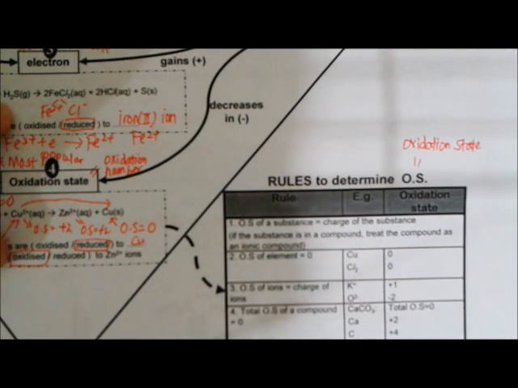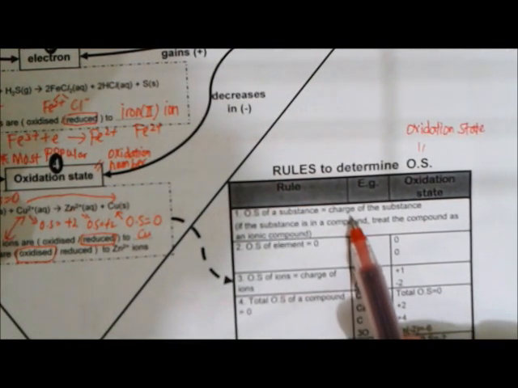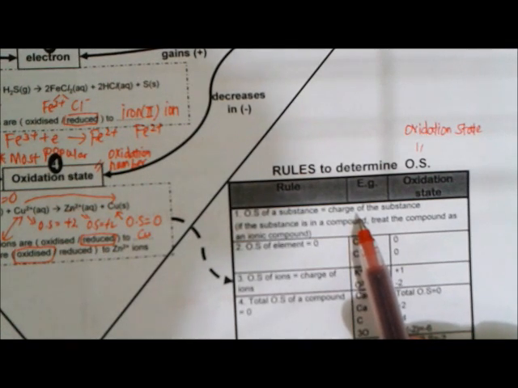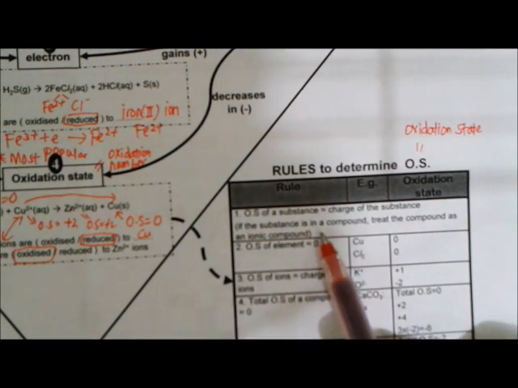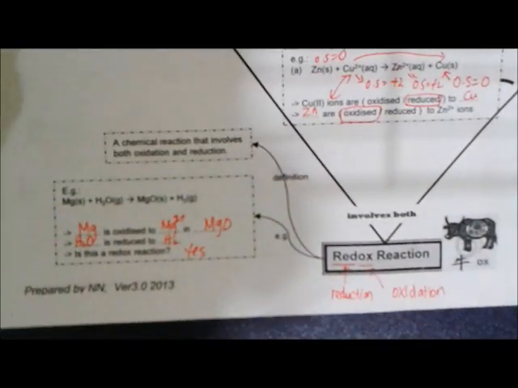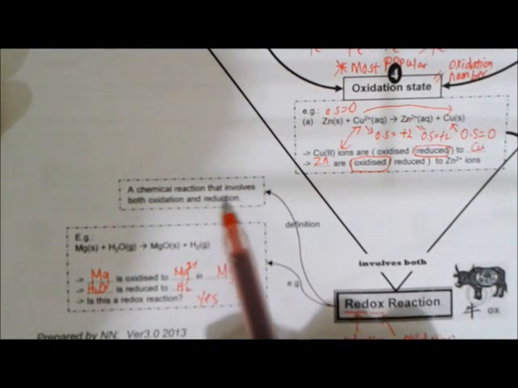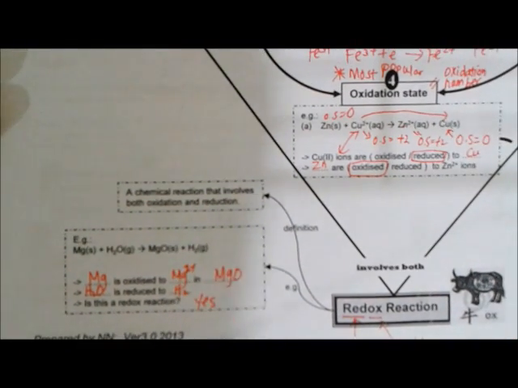Oxidation state is the same as oxidation number, and it is actually the same as the charge of the substance. So if the substance is in a compound, treat the compound as an ionic compound and then try to split the substance. And the next thing is you need to know the definition for redox reaction, which is a chemical reaction that involves both oxidation and reduction.